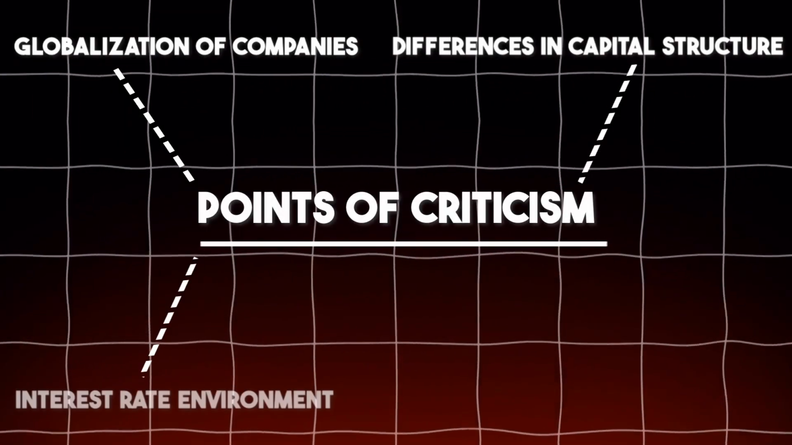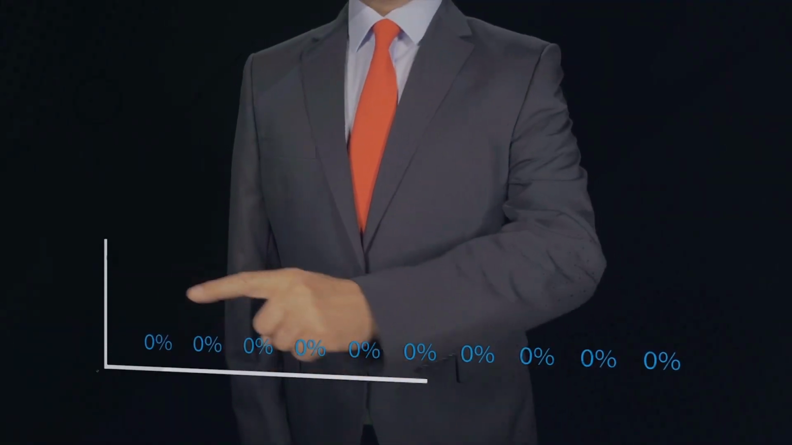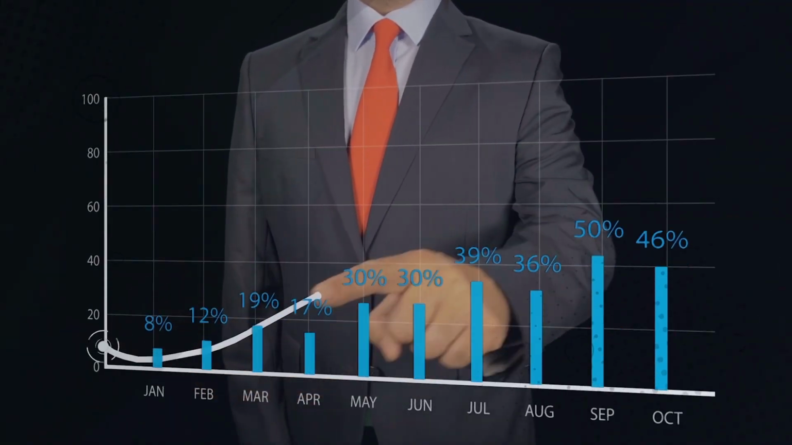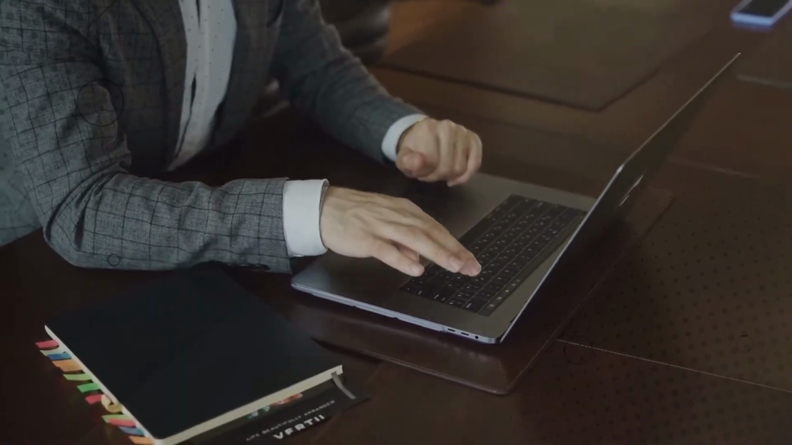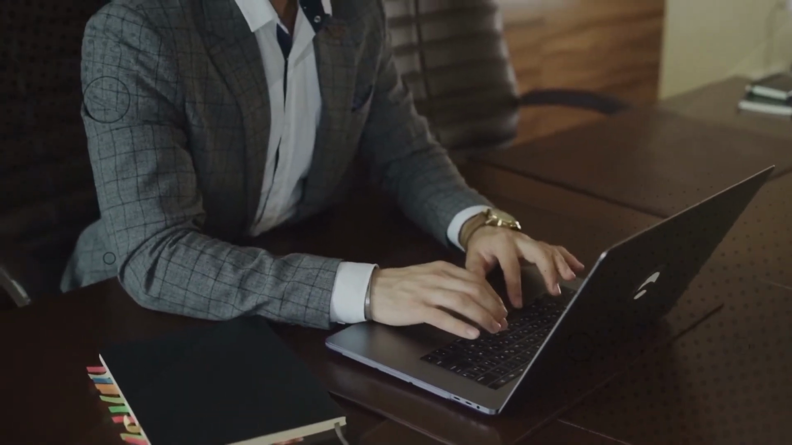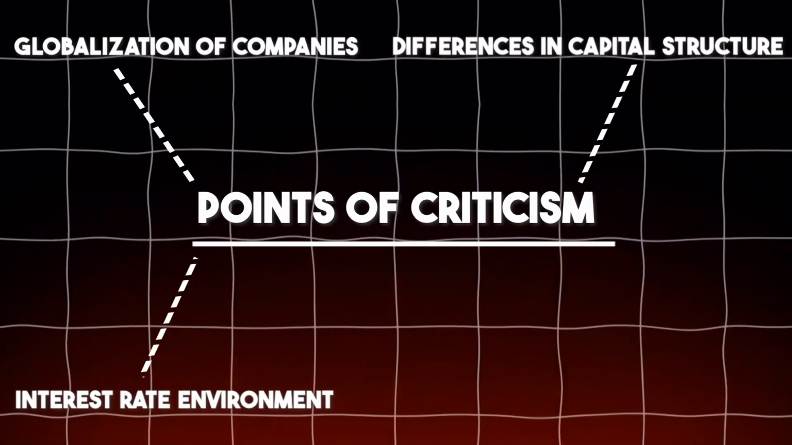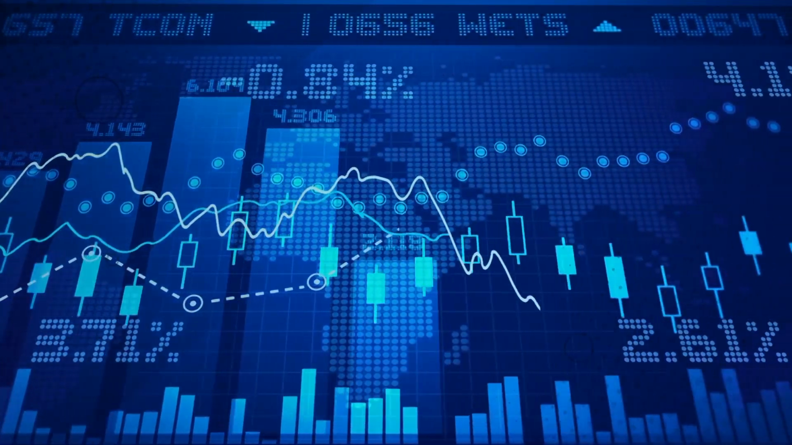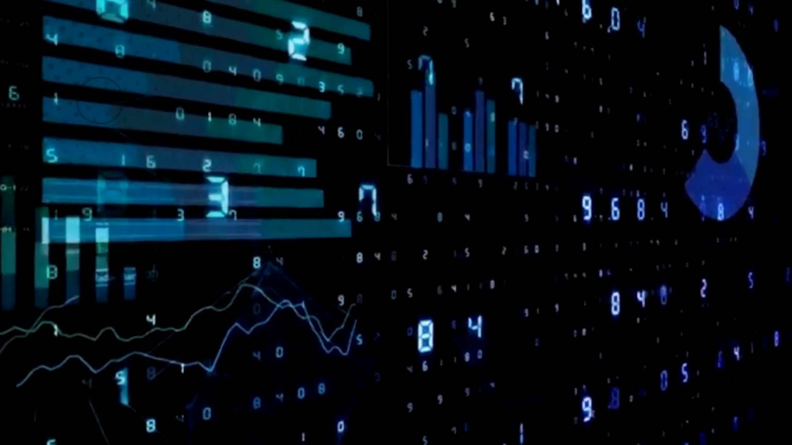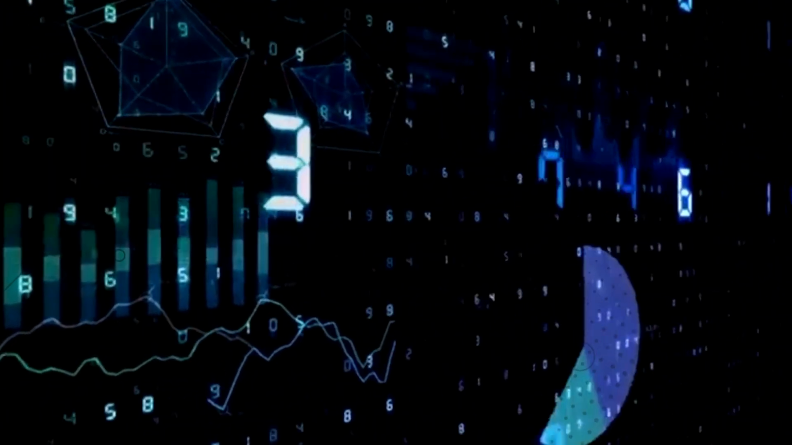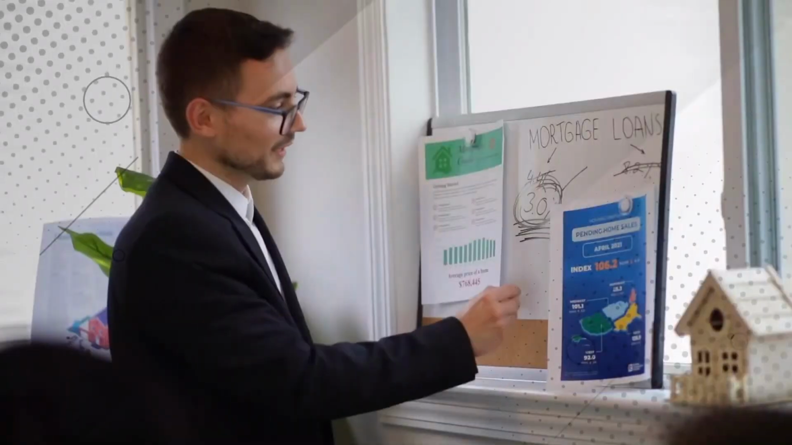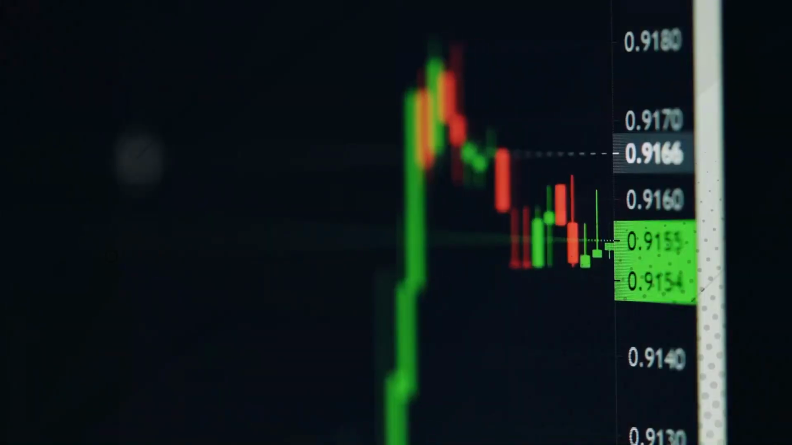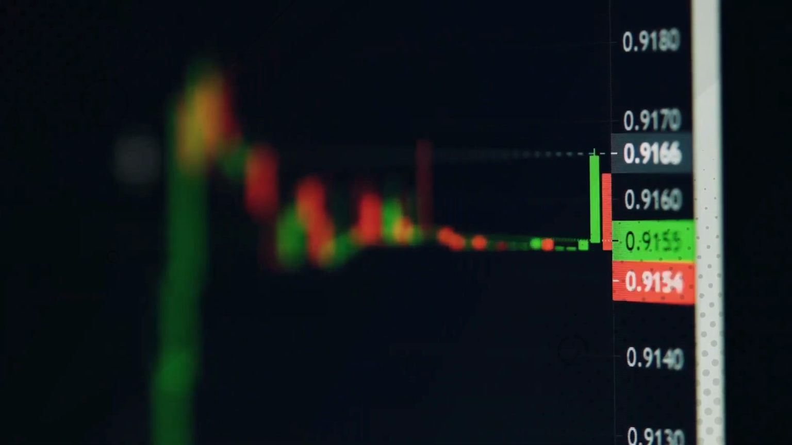3. Interest rate environment. Low interest rates can drive up stock market valuations as investors search for yield. However, the Buffett Indicator does not directly take into account the current interest rate environment, which can limit its usefulness during periods of low interest rates. 4. Growth rates. Countries with different growth rates may have different Buffett Indicator scores, which do not necessarily indicate over or undervaluation.